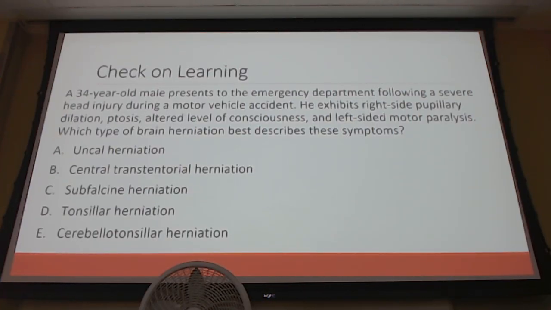What are we thinking? C? Not C. Okay. Yes. Most common, go with the most common. I like it. You went with the most common. That's good. Yep. If I would take a test and I didn't know, I would guess that. This one's uncal herniation because this one's like the most easily identifiable, which is why it's always asked. So it is uncal herniation. So you have that right-sided pupillary dilation on whatever side that lesion is, and then you have that contralateral motor paralysis.